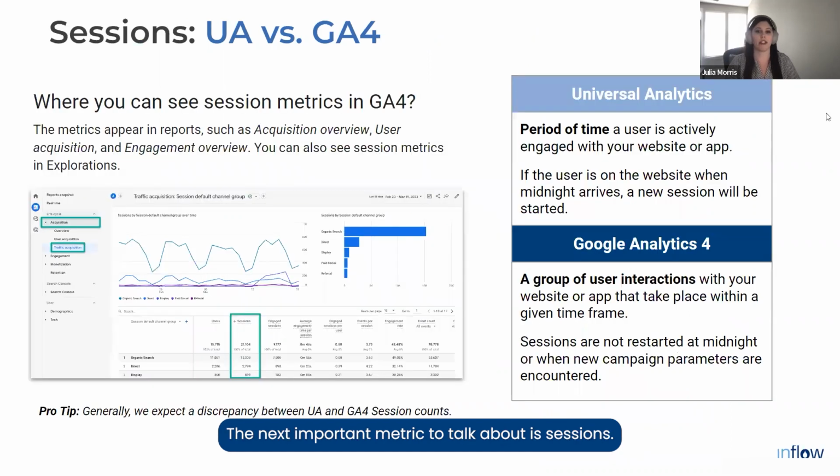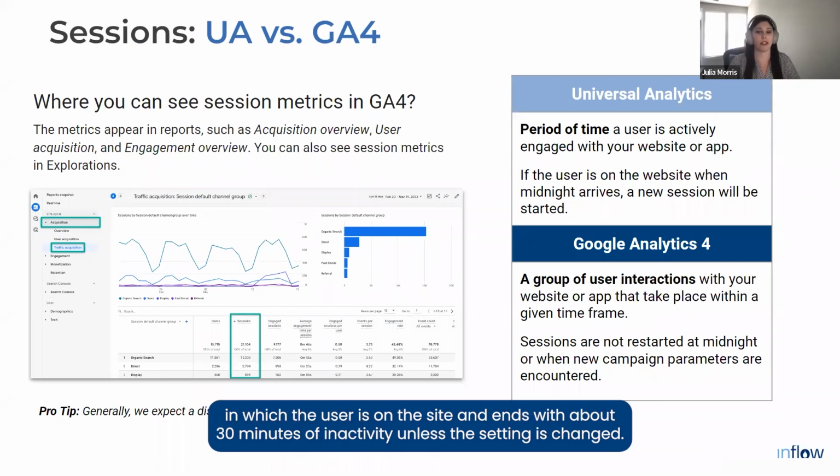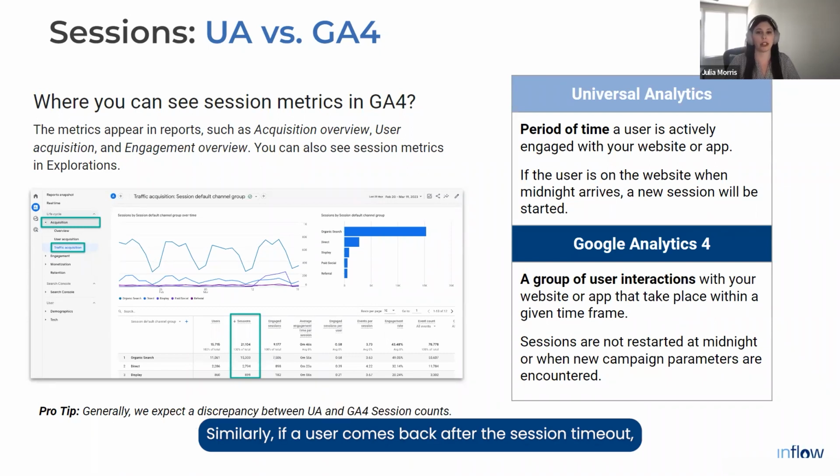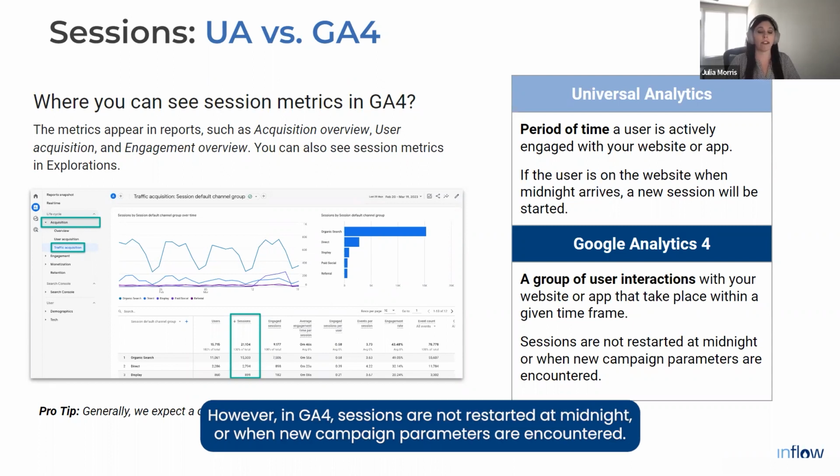The next important metric to talk about is sessions. GA4 sessions are pretty similar to UA in that they're a period of time in which a user is on the site and ends with about 30 minutes of inactivity unless the setting is changed. Similarly, if a user comes back after the session timeout, it will start a new session in both UA and in GA4. However, in GA4, sessions are not restarted at midnight or when new campaign parameters are encountered.